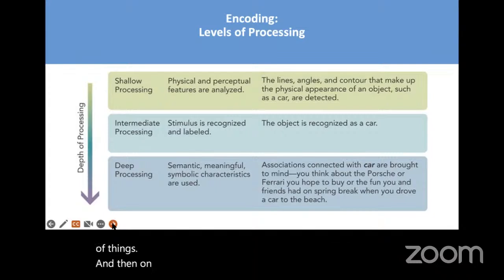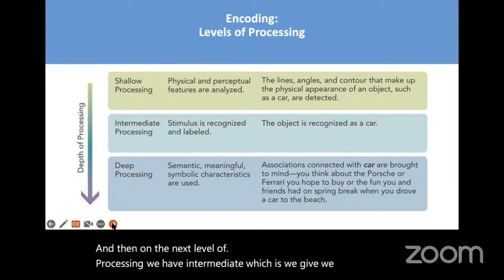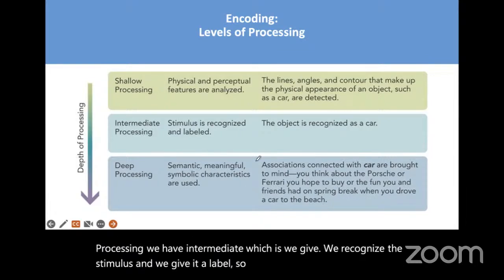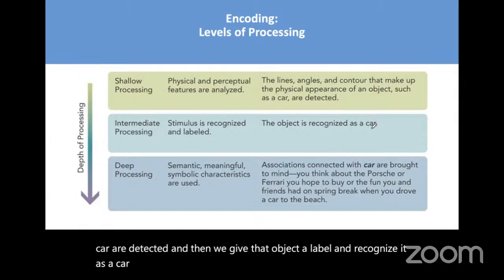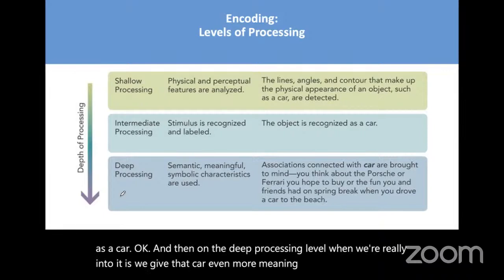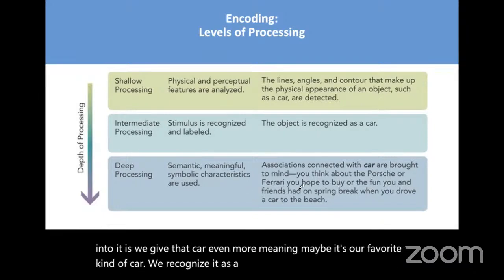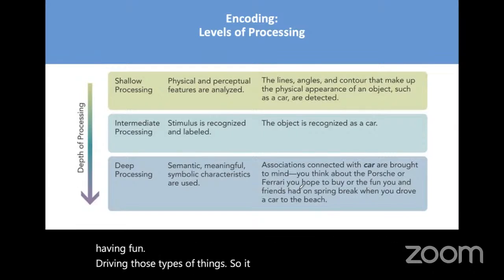And then on the next level of processing, we have intermediate, which is where we recognize the stimulus and we give it a label. So here shapes such as a car are detected, and then we give that object a label and recognize it as a car. Okay. And then on the deep processing level, when we're really into it, we give that car even more meaning. Maybe it's our favorite kind of car. We recognize it as a Porsche or a Ferrari, and we think of having fun, driving, those types of things. So it becomes a memorable object. Okay.